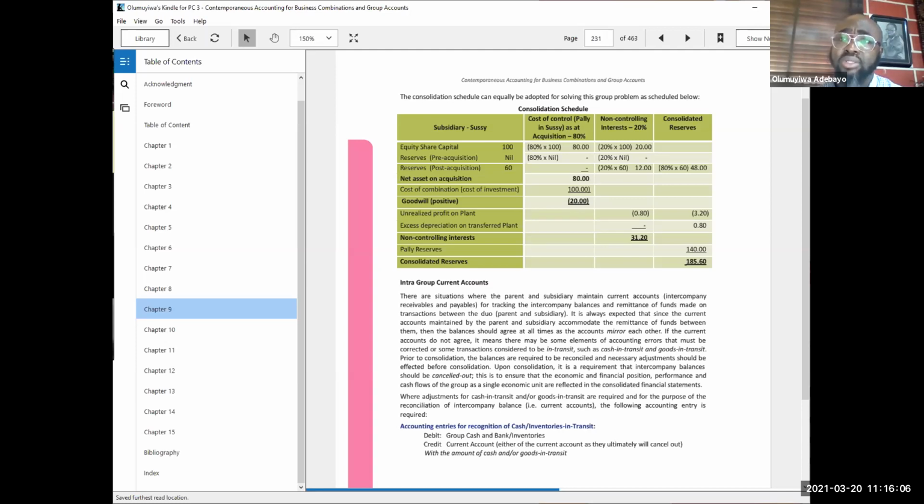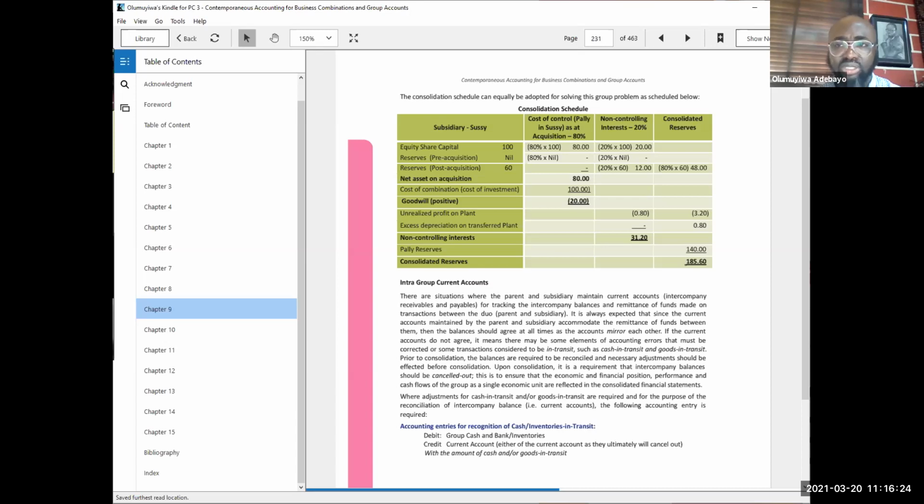And apart from understanding the reasons, the next order for us is to ask ourselves, what then do we need to do when such balances fail to agree? And that is the second thing we are going to consider today.